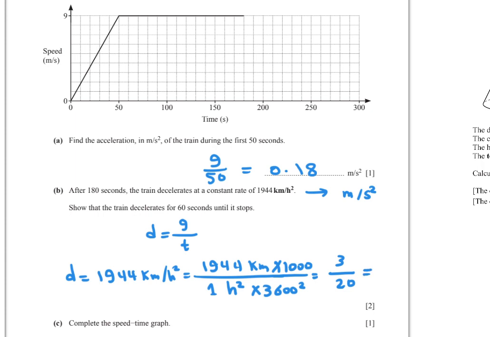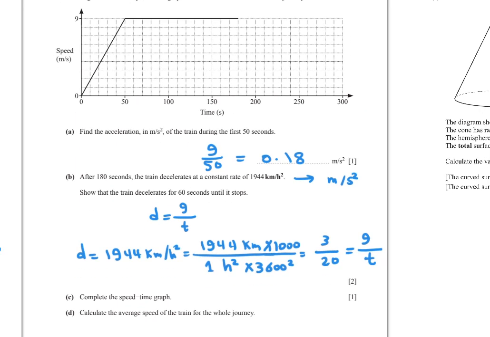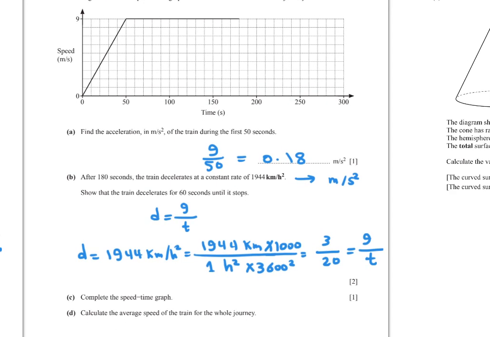But you know that the deceleration equals rise, which is 9, over time. So this equals 9 over t. Now cross multiply to find the time. 9 times 20 divided by 3 equals 60. So the time is 60 seconds.